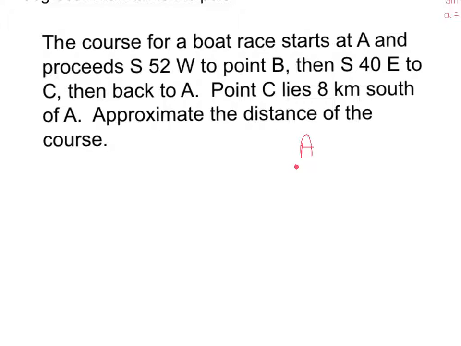Now remember what we're doing here. If it proceeds south 52 degrees west from a north-south line, and it's south, not north, we're going to go 52 degrees west, so that's approximately here. That's 52 degrees to point B. And then south 40 degrees east. So if we draw a north-south line and go 40 degrees east, this is 40 degrees east to point C.